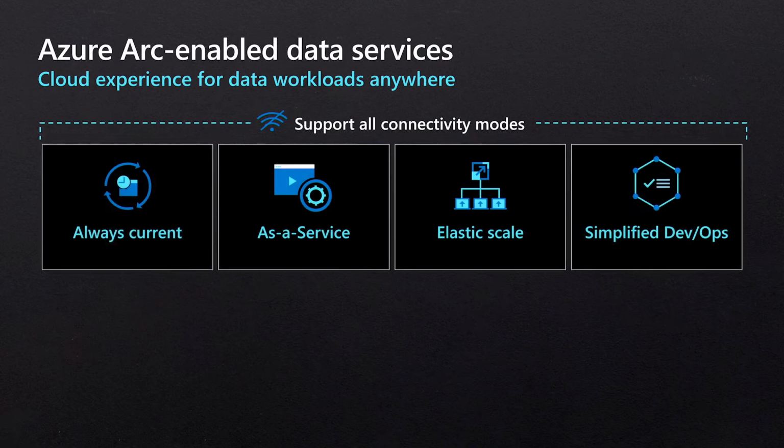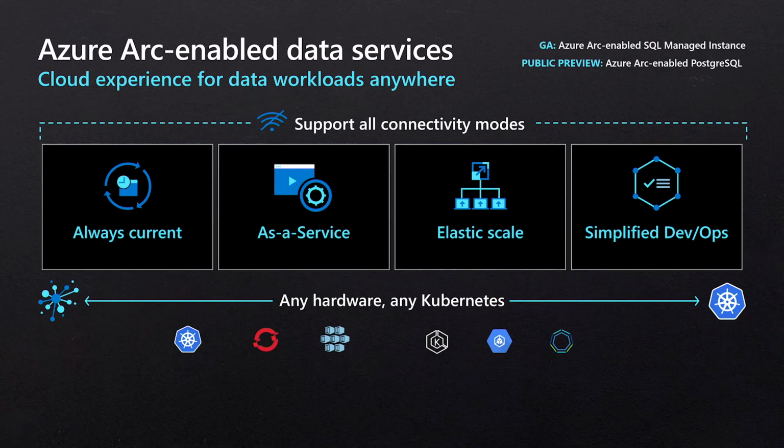So let's unpack the capabilities of Azure Arc-enabled data services that have powered these customers' digital transformations. Arc-enabled data services includes two services, SQL Managed Instance and PostgreSQL, originating from the PaaS database as a service offerings in Azure that can now run on any Kubernetes cluster in customers' own data centers, in edge site locations, and even in other public clouds.